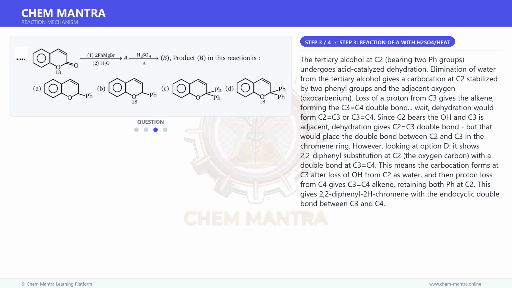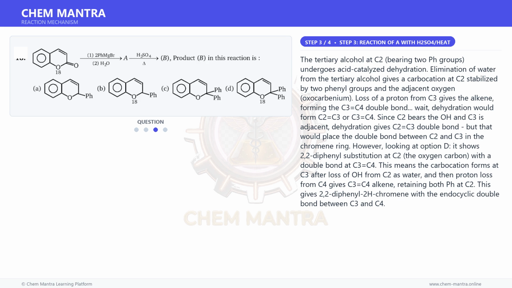The tertiary alcohol at C2, bearing two Ph groups, undergoes acid-catalyzed dehydration. Elimination of water from the tertiary alcohol gives a carbocation at C2 stabilized by two phenyl groups and the adjacent oxygen, an oxocarbenium. Loss of a proton from C3 gives the alkene, forming the C3=C4 double bond.